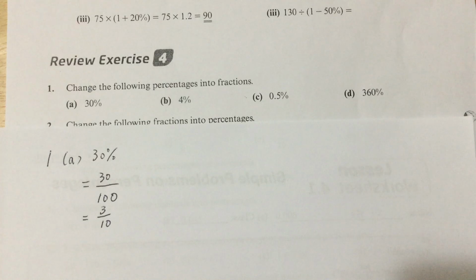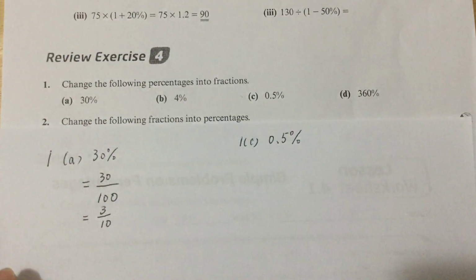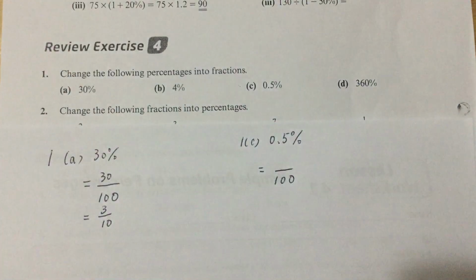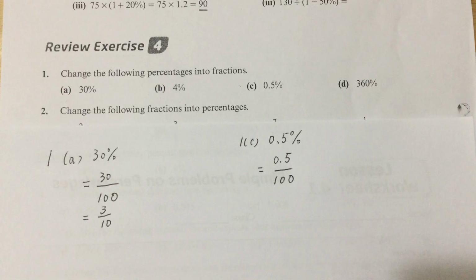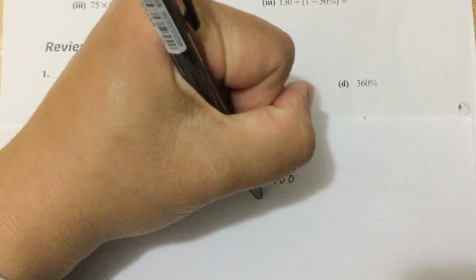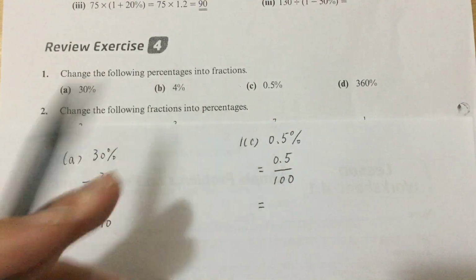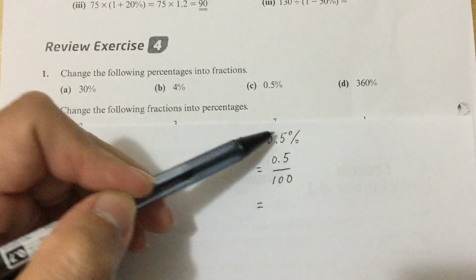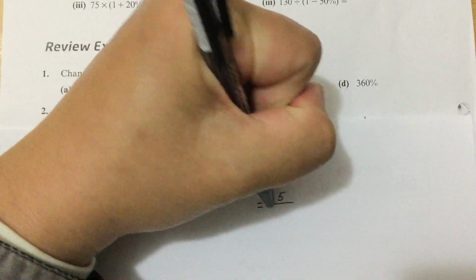Okay, now I will not calculate 1B for you, and I will calculate 1C for you. For 1C, once again, this is 0.5%. What you are going to do is write down 100 here for the denominator and just 0.5 here for the numerator. Because we cannot calculate with a decimal in the numerator, we must do something we could call expanding. That means we will times 10 in the numerator and times 10 in the denominator. So we'll get 5 over 1000.